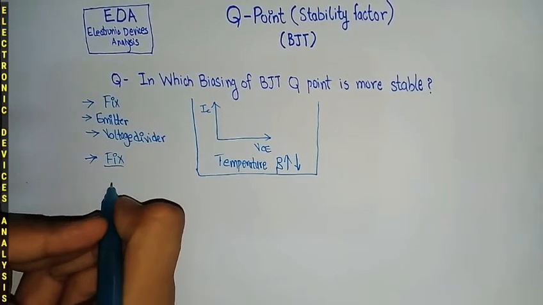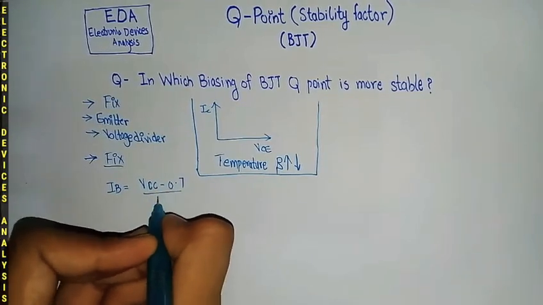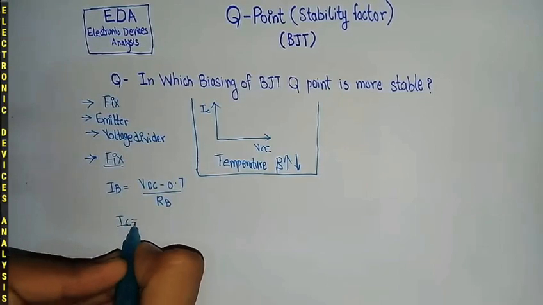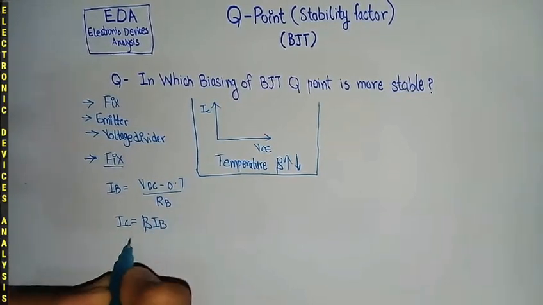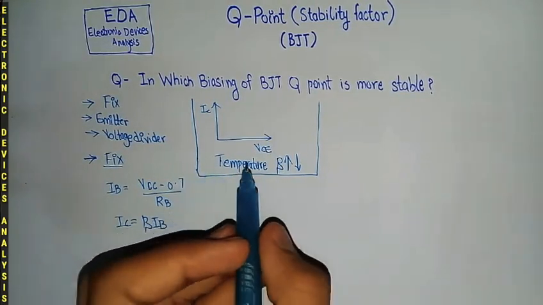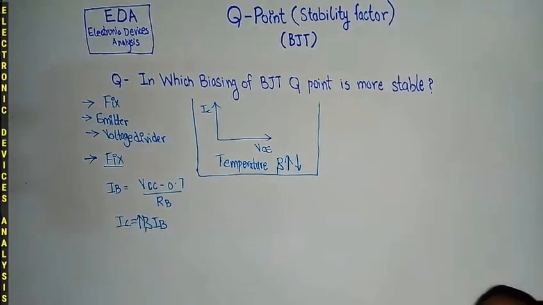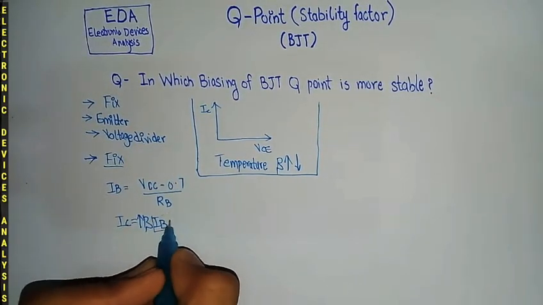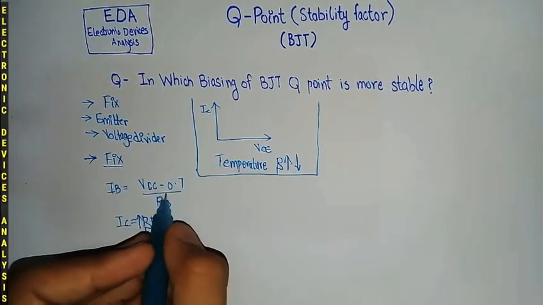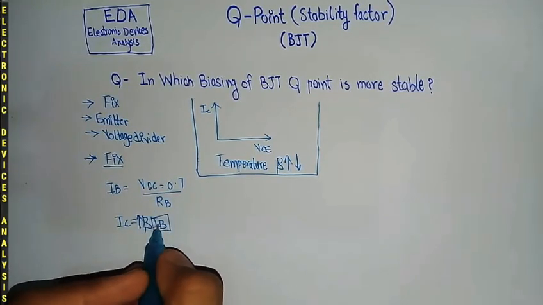In the fixed biasing, you know that the formula of base current is VCC minus 0.7 over RB. And the second formula is IC equals beta times IB. Now we will apply this concept. If temperature increases, your beta will increase. And the second thing is IB. IB is independent of beta because in the IB formula there is no beta. We will see that there is no beta showing over there. So therefore IB is independent of beta.